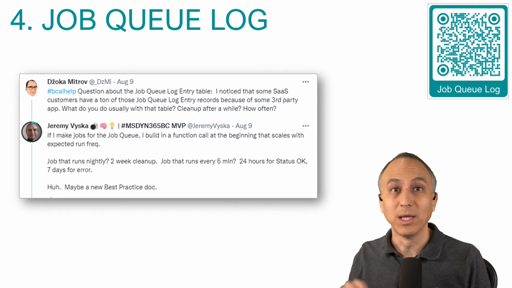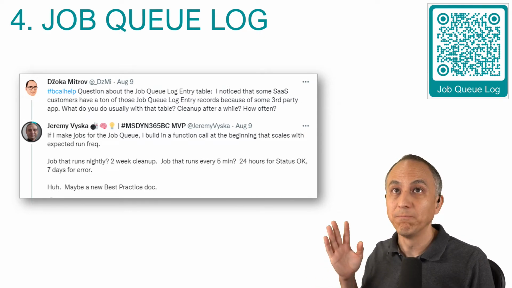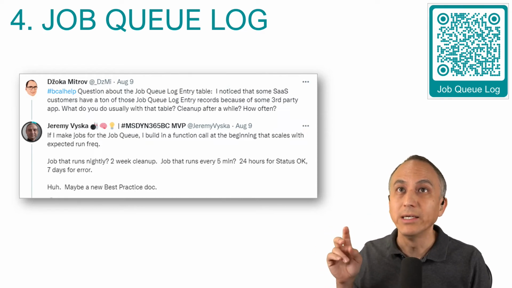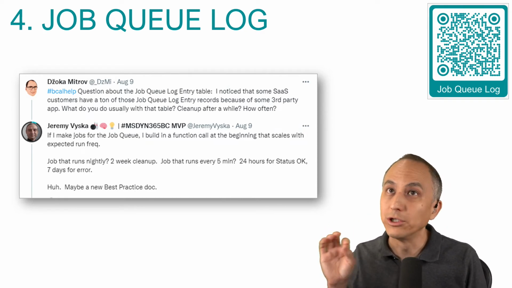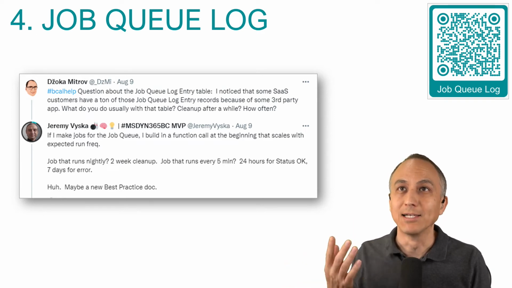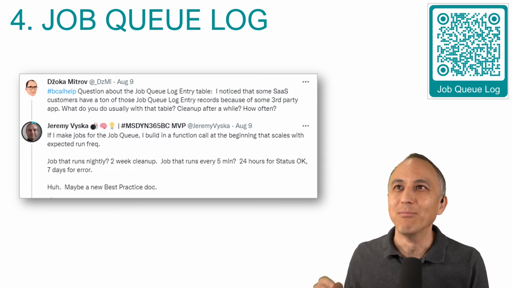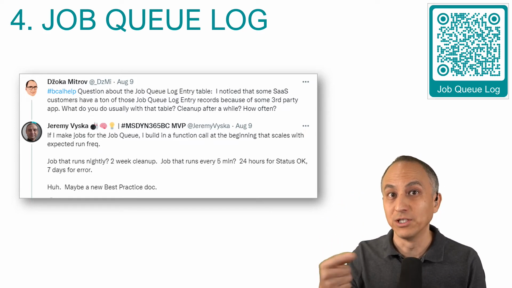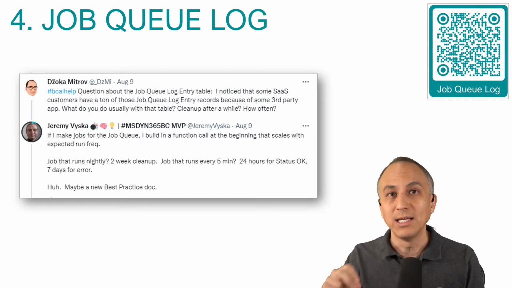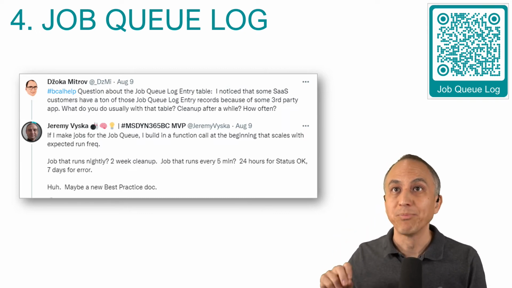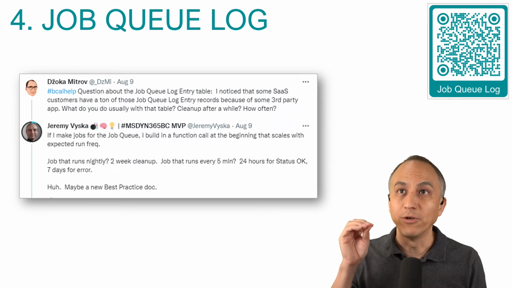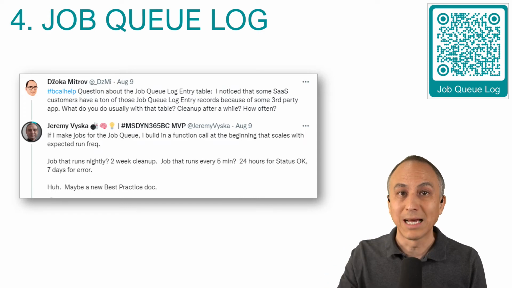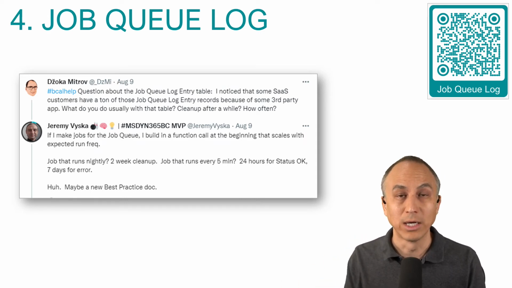One housekeeping item that I learned about through a discussion on Twitter. I'm sure I'll say his name incorrectly. Dejoka, yes, DZMI on Twitter, said that job queue log entry records will really pile up, especially if a job is running frequently, and so you need a housekeeping item to clear those out. So Jeremy has the great idea that if you create a job queue, you build a function call that clears out your job queue log entries on a regular basis.